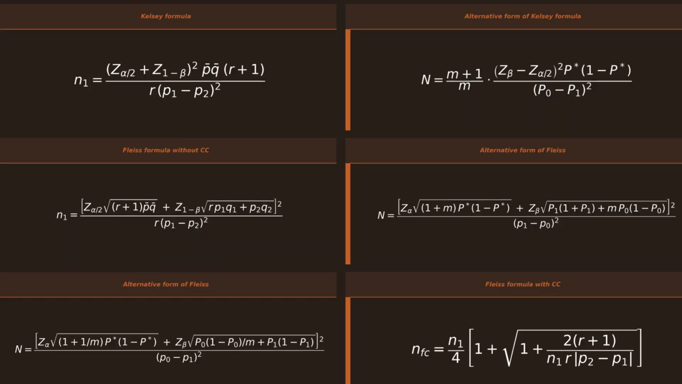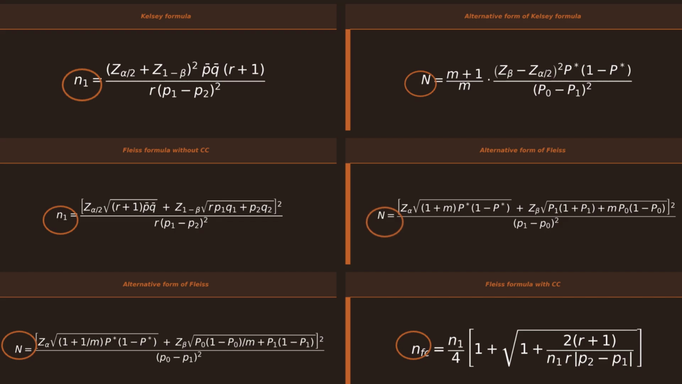So there are three formulas. The first one is the Kelsey formula. We have the Fleiss formula and the Fleiss formula with continuity correction. I know they look dense, but we are going to define each variable, what it means, and I'm going to break it down as much as I can.